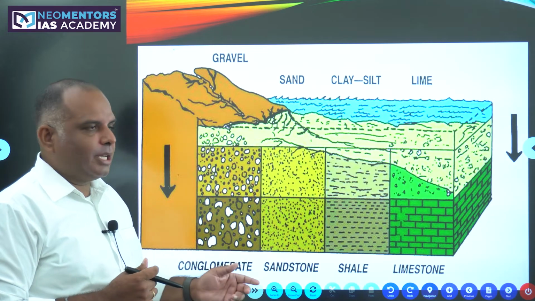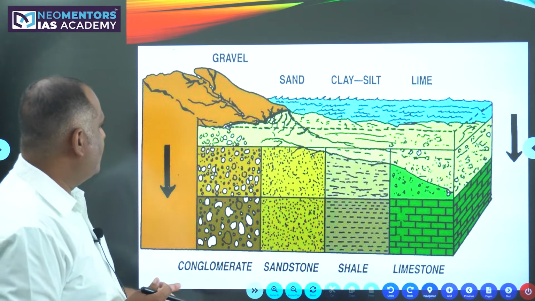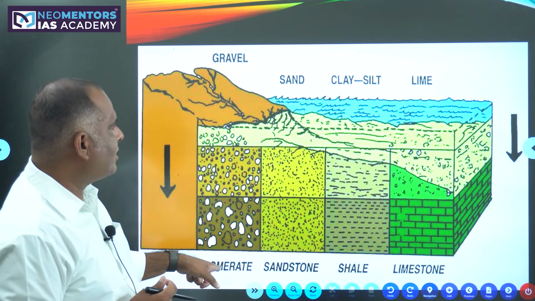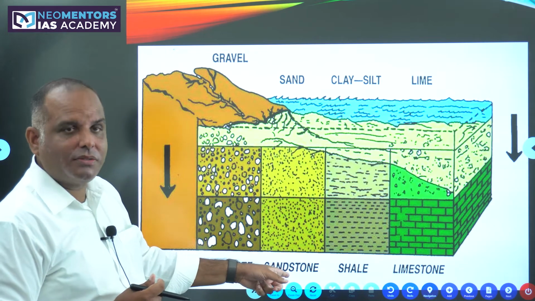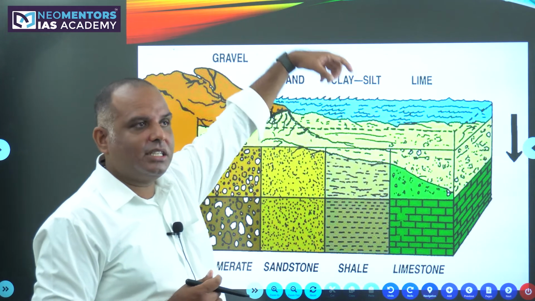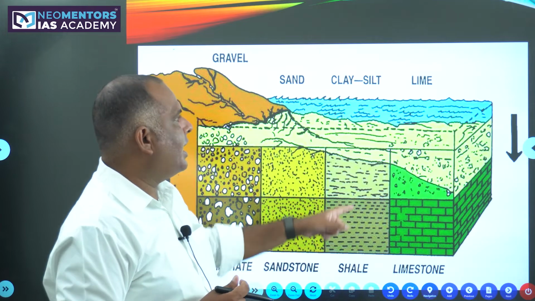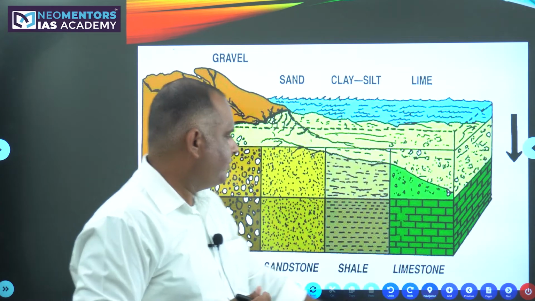This is another image which depicts different kinds of sedimentary rocks. Okay? If we have rocky material getting deposited, it forms a conglomerate. If we have sand getting deposited, it turns into sandstone. If clay and silt is deposited over a period of time, then we have shale. And if lime is getting deposited, we have limestone.